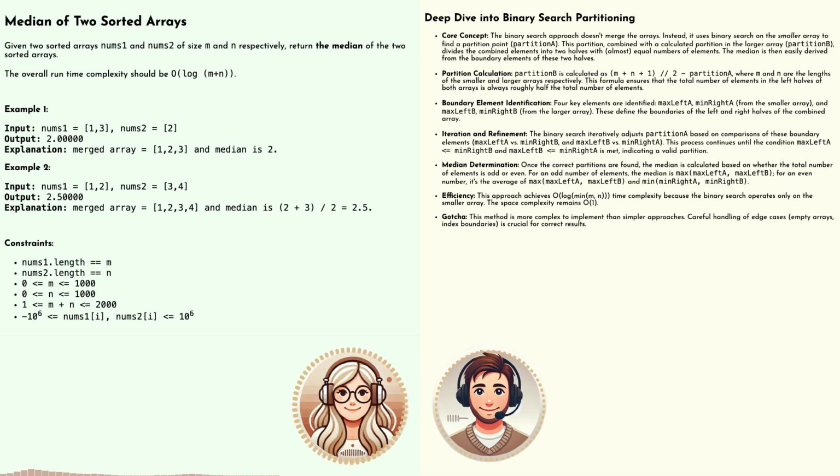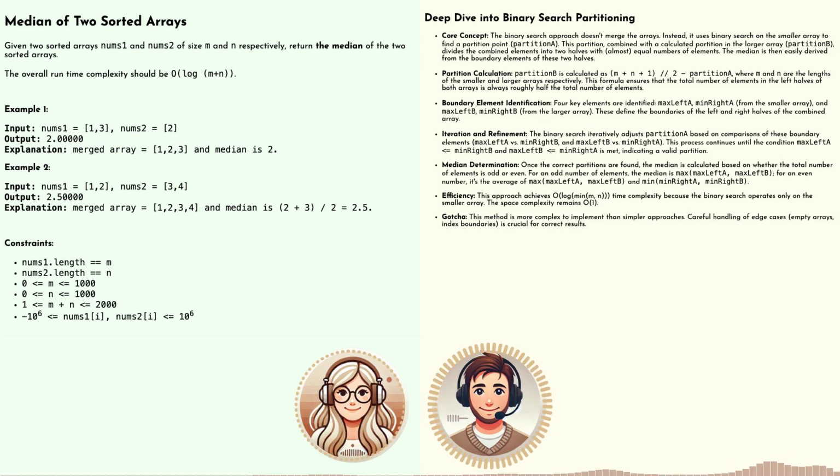Exactly. Once we have a potential partition A and its corresponding partition B, we need to check if they create a valid median split. How do we do that? So to do this, we look at the elements at the boundaries of these partitions. Boundaries, what do you mean? I mean the elements right next to the partitions. We need to compare the maximum element on the left side of partition A with the minimum element on the right side of partition B, and vice versa. We compare the maximum element on the left side of partition B with the minimum element on the right side of partition A.